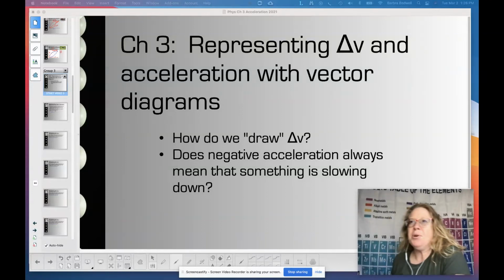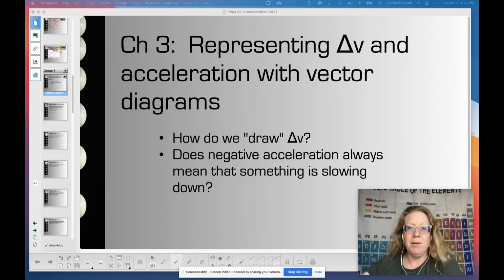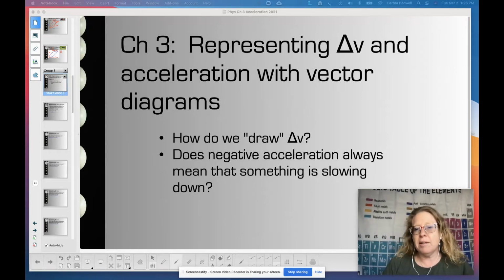Hi there, welcome to video number 3 in the chapter 3 series about acceleration and kinematics. In this particular video, we're going to be taking a short break away from velocity-time graphs and looking at velocity vectors and how we do vector addition, thinking a little more about how we represent changes in velocities based upon their vectors.